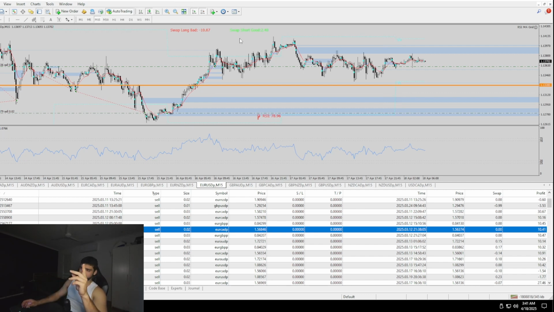So what I do with my bot is I filter out these bad trades. I don't want to be positioning in or dollar cost averaging in a pair that has expensive swap costs, because if I get stuck in that position, it's going to cost me a lot of money to hold. I don't want that.